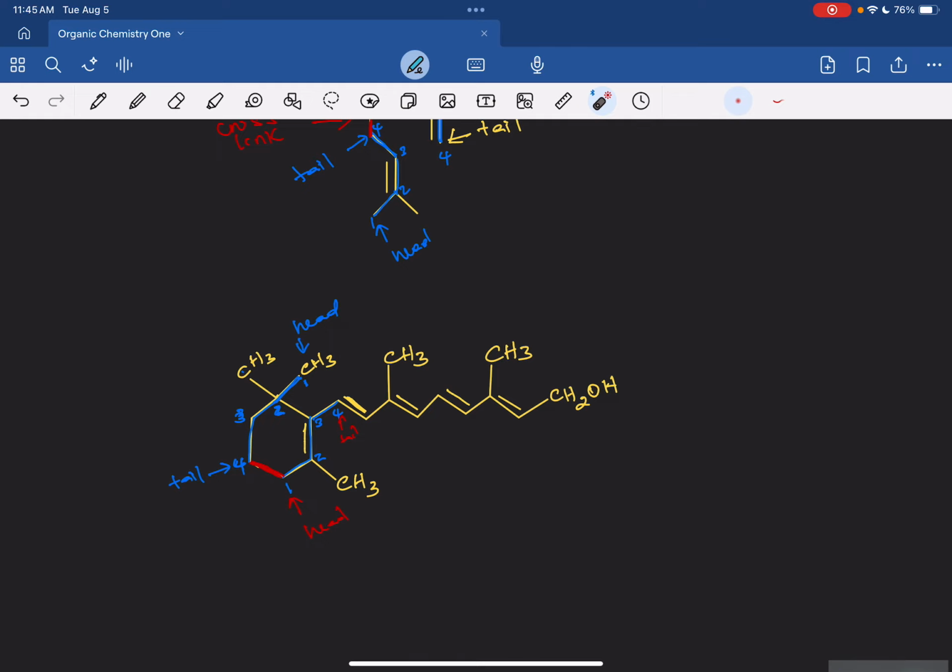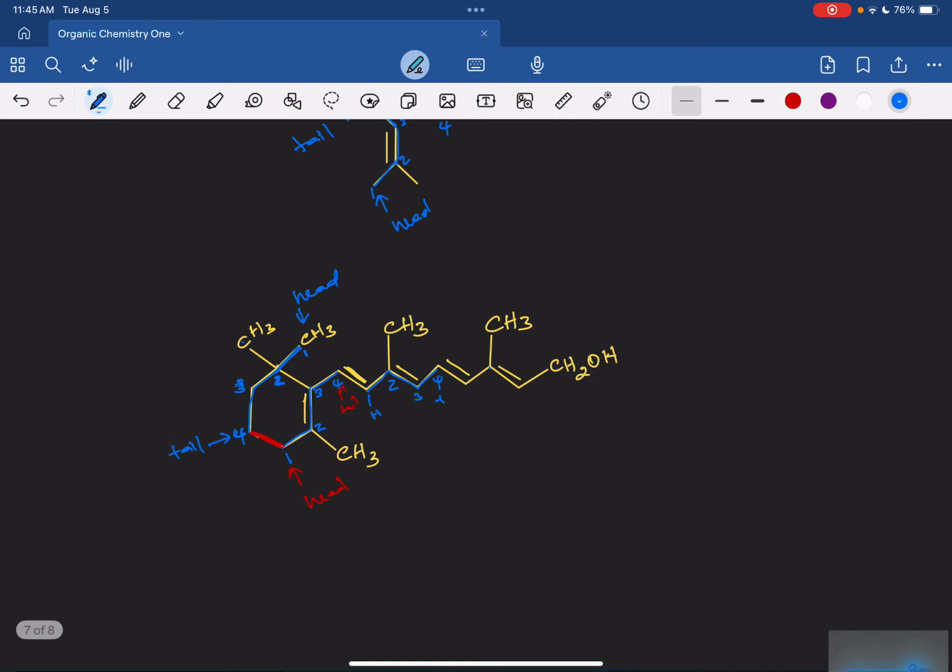Let's find, because remember, at least two. So let's find if we have any more terpene units in this molecule. Again, I find my CH3, so this could be my 2, 1, so 1, 2, 3, 4. That is a terpene unit, right? Carbon 1 is your head, carbon 4 is your tail. Here we go again. I have another CH3, that's my carbon 2, 1, 2, 3, 4. This is another terpene unit, right?